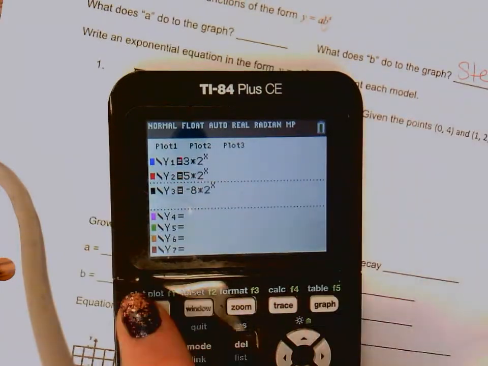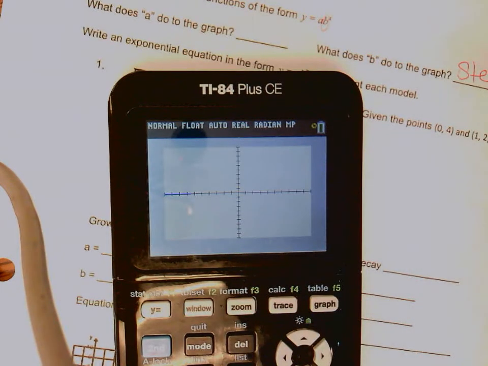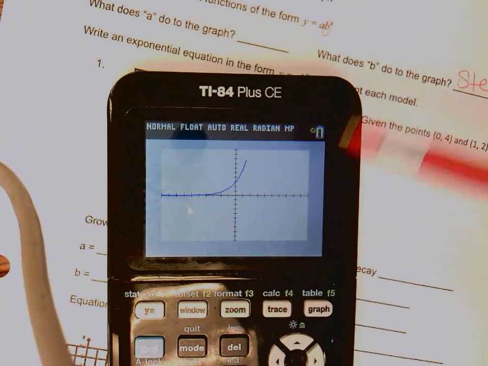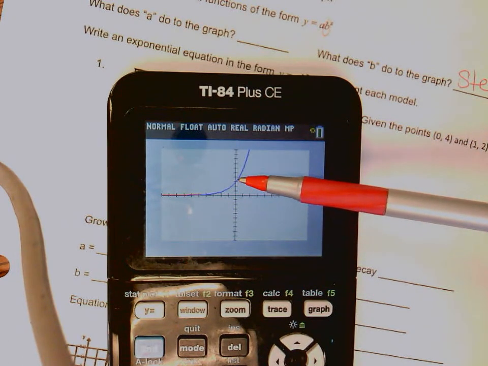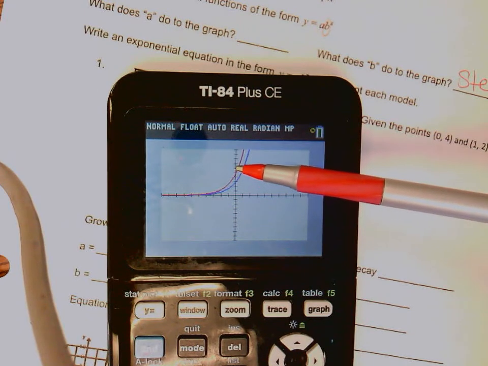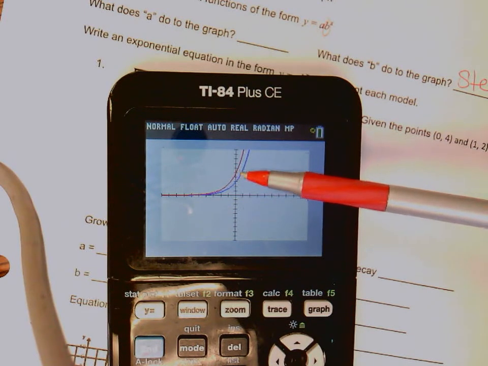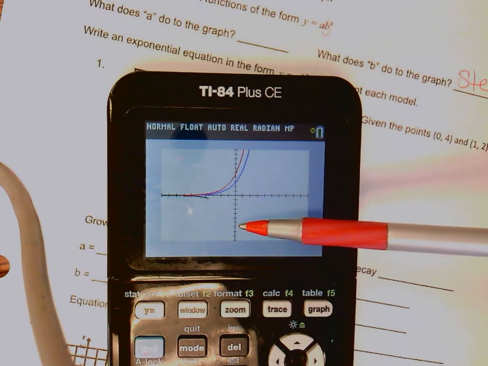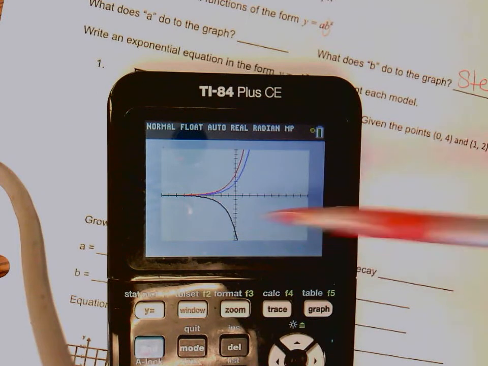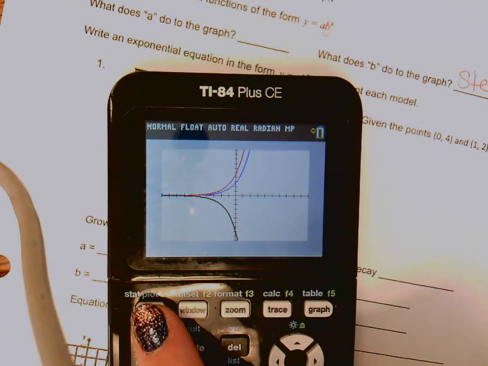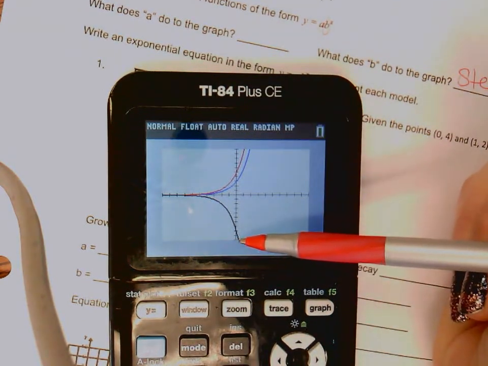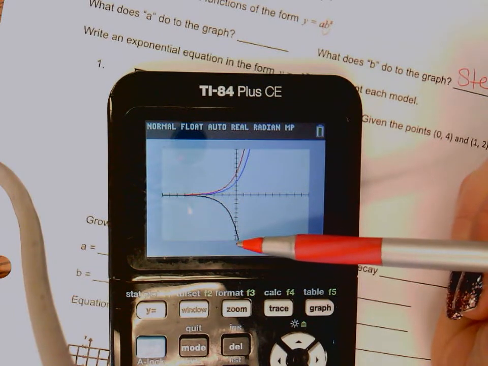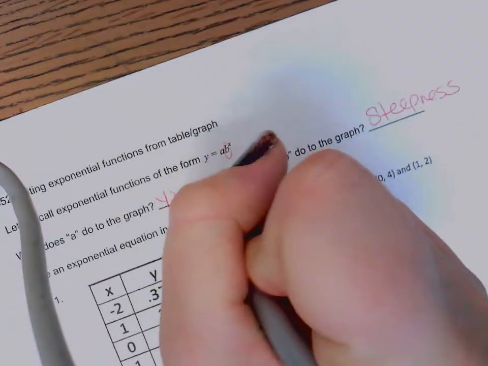I thought you did a virtual on this. So that was the first one, 3 times 2 to the x. This next one was 5 times 2 to the x. And this last one is negative 8. Oh, negative 8 flipped it over too. I didn't mean to flip it over, but it's changing the y-intercept of the function. So it's going through negative 8, it's going through 3, and it's going through 5. So it is the y-intercept of the graph.